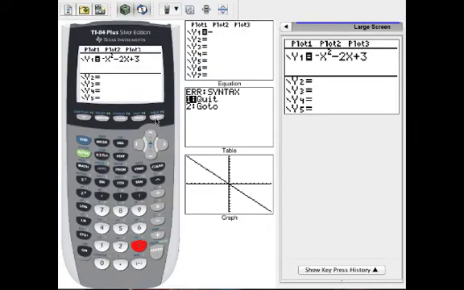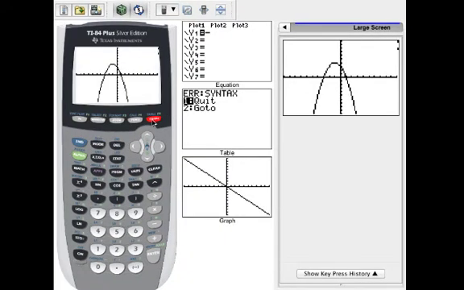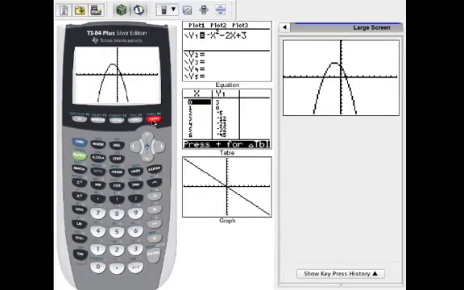So I'm going to hit the graph, just take a look what this looks like, and I can see that parabola. I can see it's a parabola that faces down, which I anticipated because of the negative x squared part. And I want to know what the solutions are.